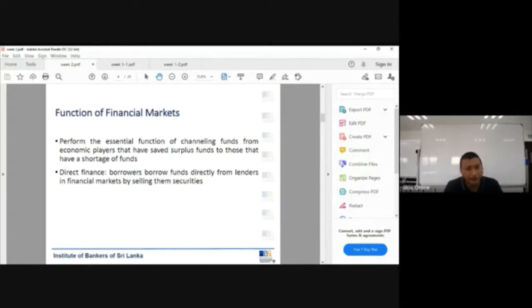The essential function, or you can say the conventional function, of financial markets is channeling funds from economic players that have saved surpluses to those that have a shortage of funds. This is basically the function of deposit taking and then loaning. You channel funds from economic agents that have surpluses to the parties in the economy that have demand for capital, demand for funds, not necessarily capital, sometimes even consumption.